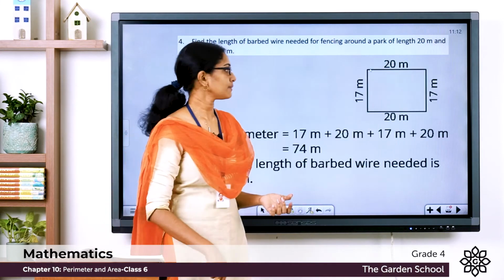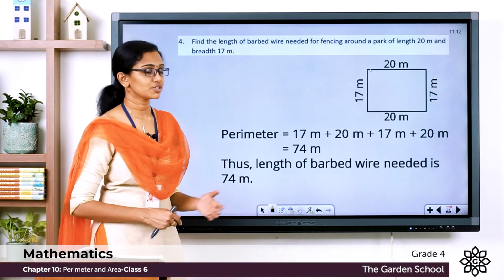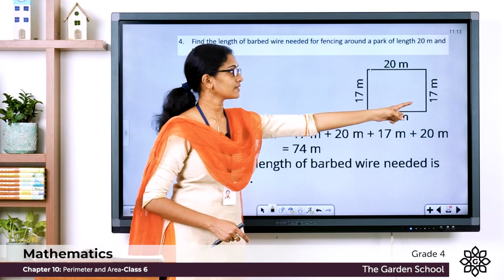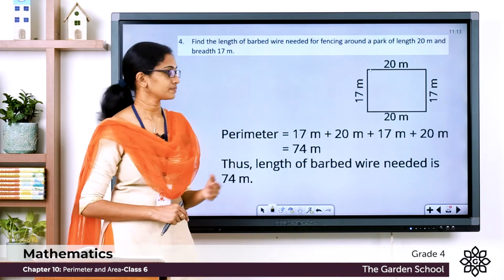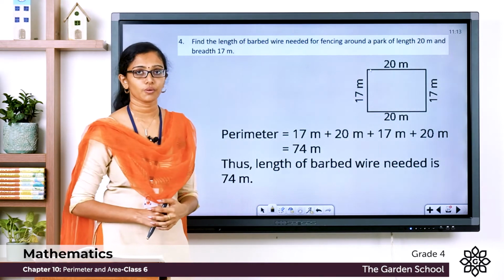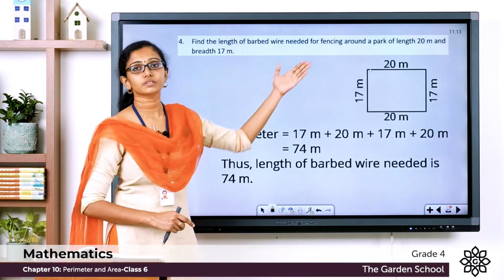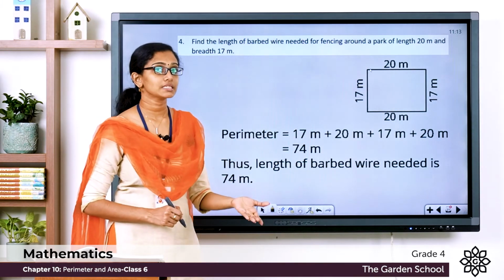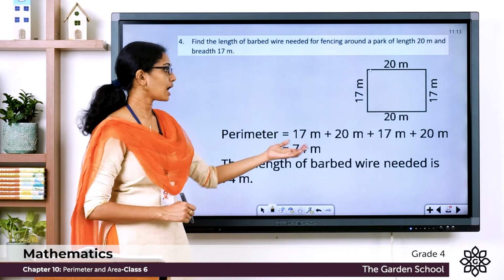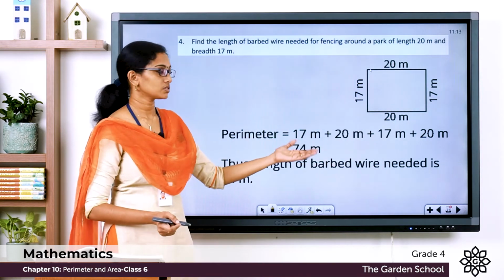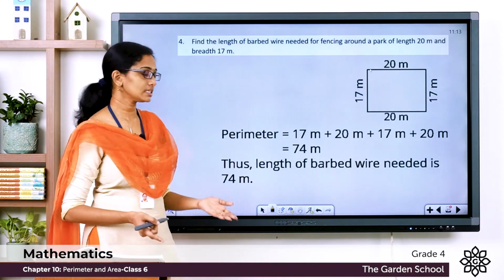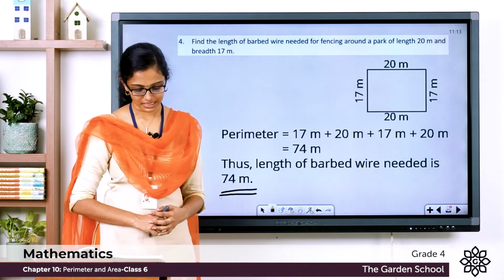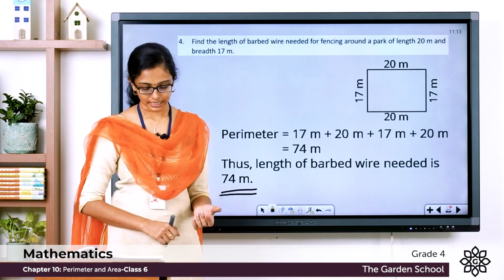So, let's see the steps. The perimeter is equal to 17 meter plus 20 meter plus 17 meter plus 20 meter. What is it? It is equal to 74 meter. So, the perimeter of this park is equal to 74 meter, and that will be the same as the length of the barbed wire needed for the fencing. So, the length of the barbed wire needed is 74 meter. I hope this is clear to you. Let's move on to the next question.